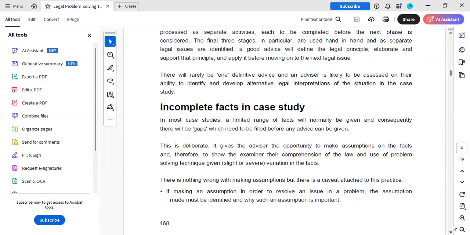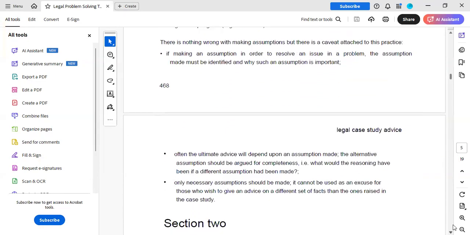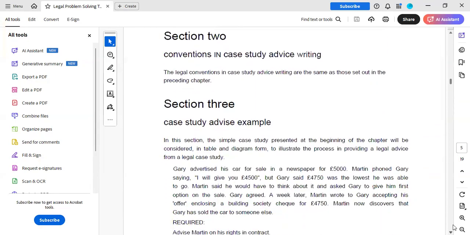You must not go too far, because once there are gaps, your arguments now have to be tailored towards, okay, if this was the situation, this could have been the case law to address it. And if this was the situation, this could also have been the case law to address it. So that's exactly what it is about incomplete facts.